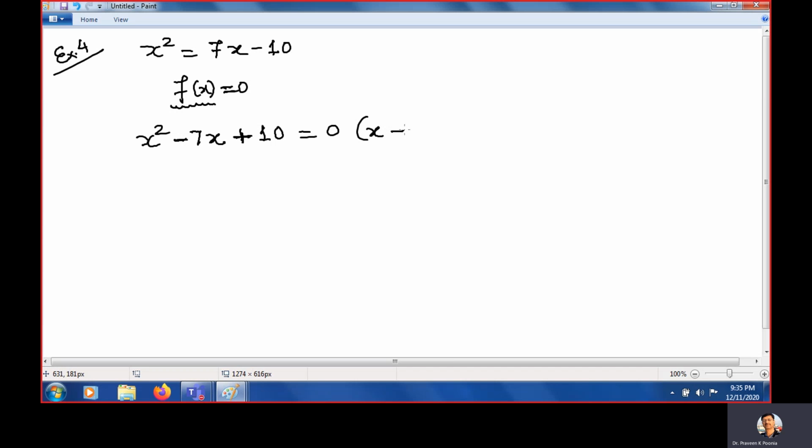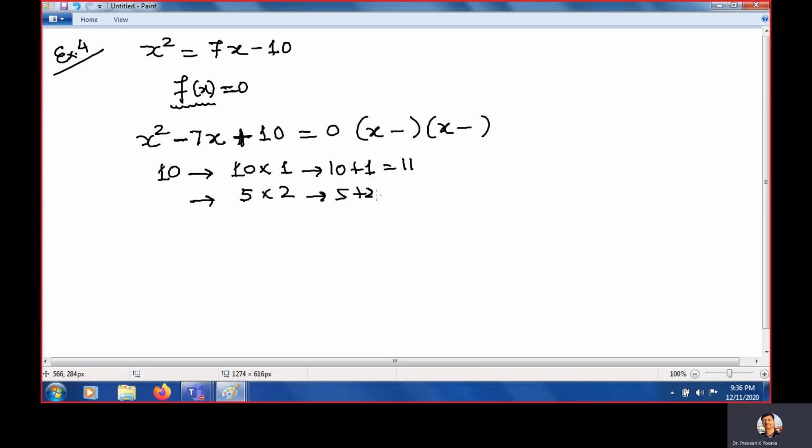Clear? So here, look, b is negative, although c is positive. So what type of factors do we have? x minus and x minus. Both the factors will be negative. Okay, so let us try to find the factors of 10. The first will be 10 times 1 and the second will be 5 times 2, nothing else, only two factors. Clear? Because this number is plus, it will be 10 plus 1 is 11 and 5 plus 2 is 7. This 7 is matching here.